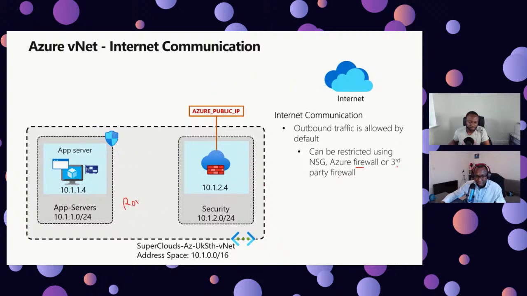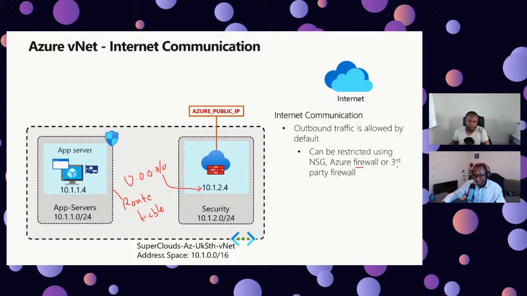So I can associate a route table to that subnet, and the route table that I associate to it will say anything going to 0.0.0.0/0, I want you to send it to that IP address of that firewall. And then on this firewall, I can go ahead and implement all the security that I want to implement. So I can do the same thing for Azure Firewall or a third-party firewall. So that's how that works.